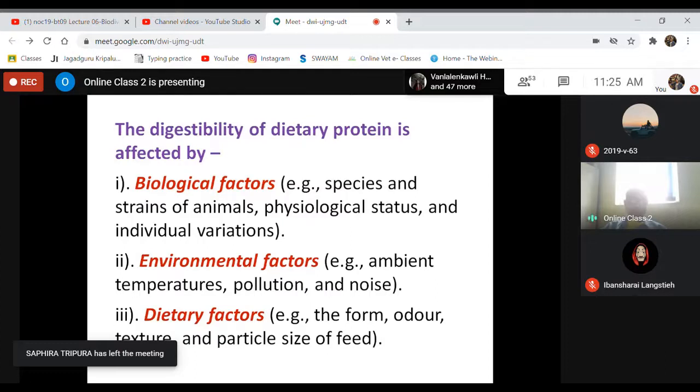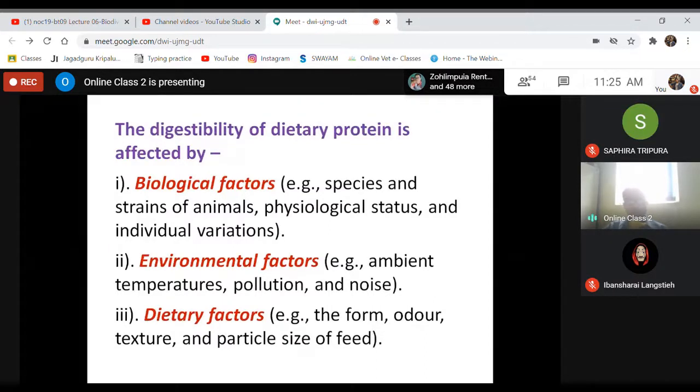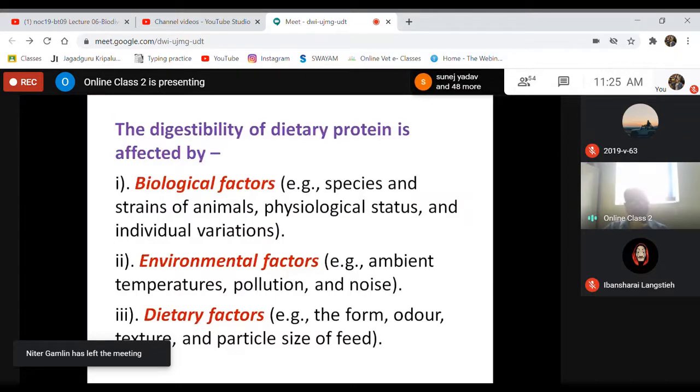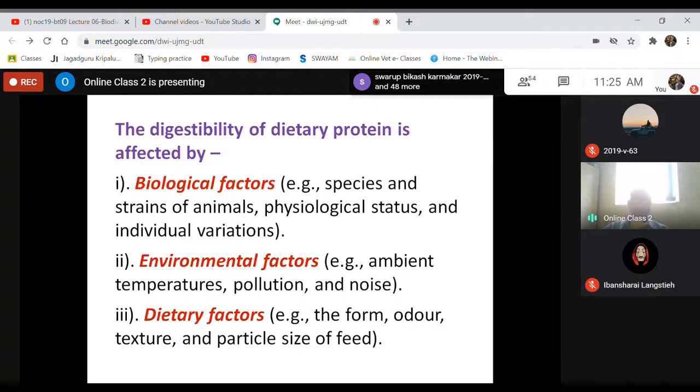There may be biological factors, like depending on the species and strains of animals, the stability of the dietary protein will be different, and depending on the physiological state or status also. If you are providing the same kind of protein, the stability may be different, and individual variations are always there. And depending on environmental factors like temperature, pollution, noise, etc., the stability of dietary protein may also vary.